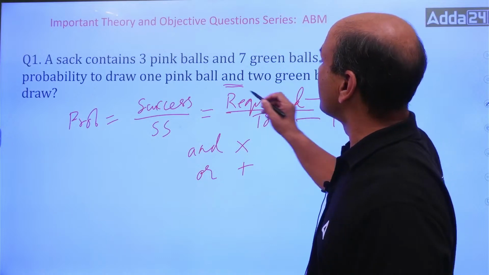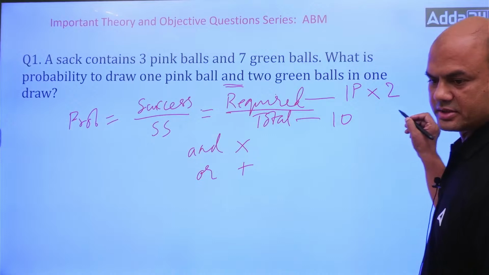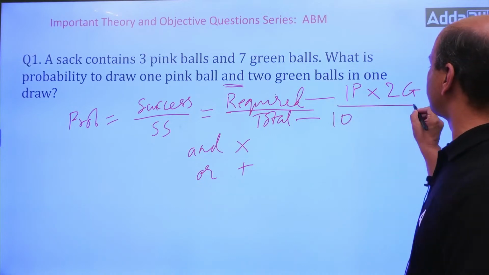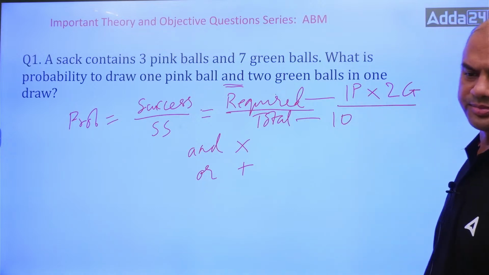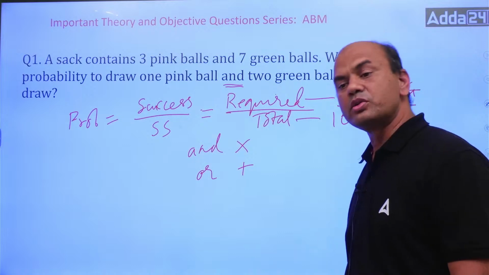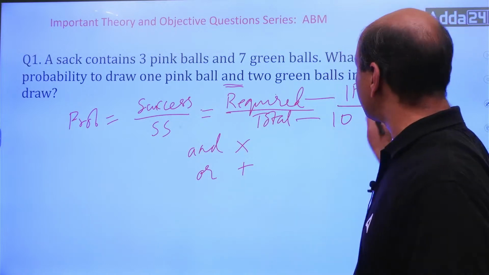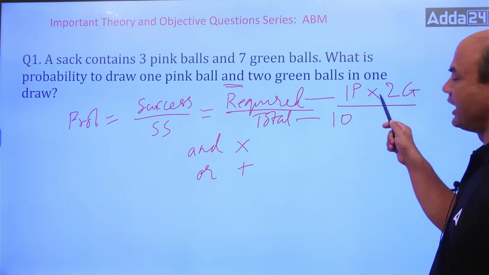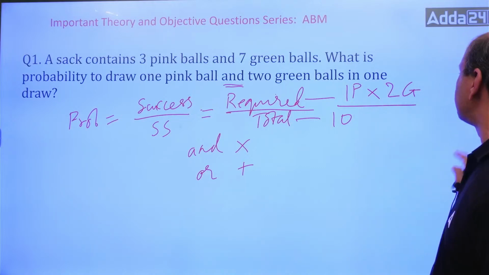So you want 1 pink ball and 2 green balls. Okay? So this is what is required: 1 pink and 2 green upon 10. Total is 10. Okay. Now how to solve this? Once you get this idea very clear, that your required is 1 pink ball and 2 green balls, meaning multiply, and total is this 10. So let's move on now.